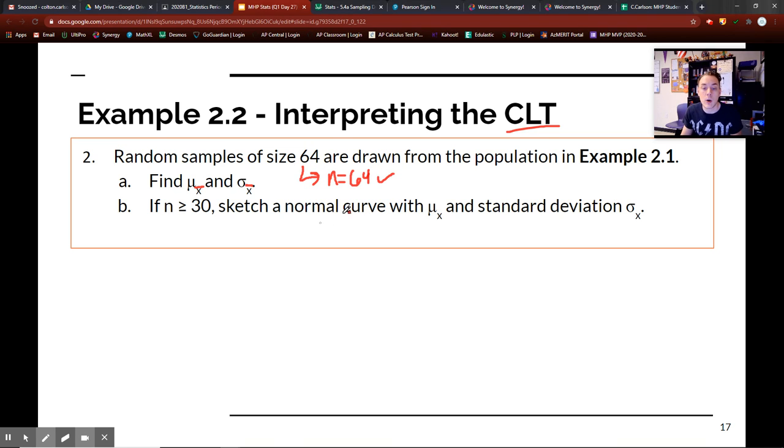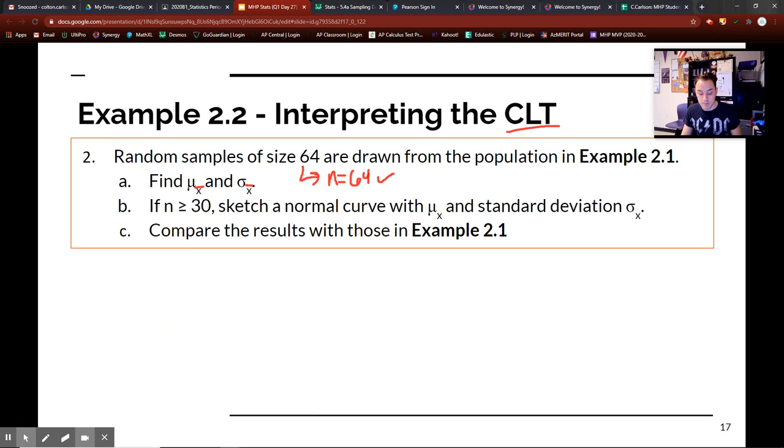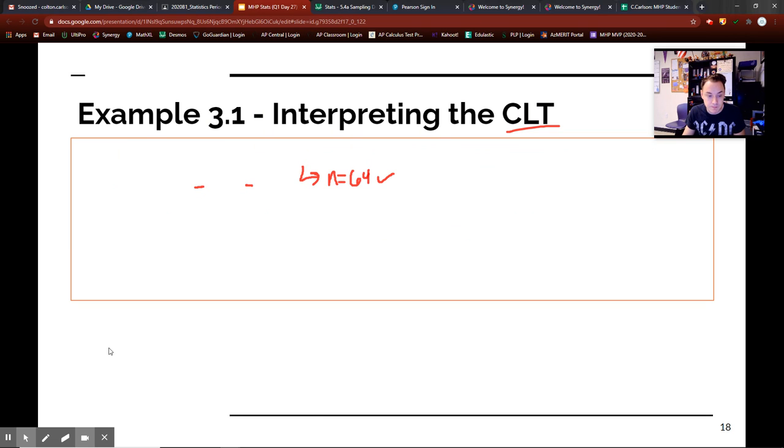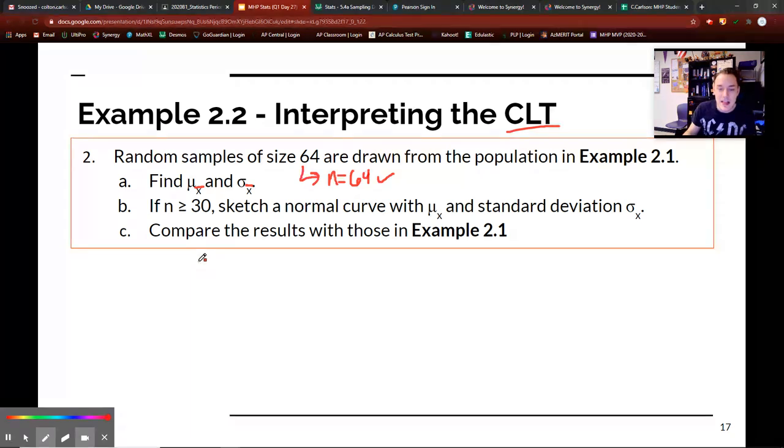Sketch a normal curve with those parameters: the mean of my sample means and the standard deviation of my sample means. And of course I want to compare those with example 2.1. So let's do it right here. What will this look like?